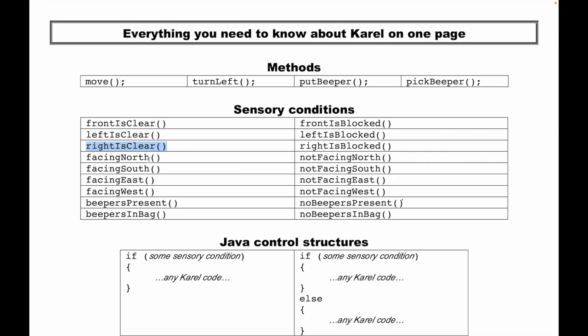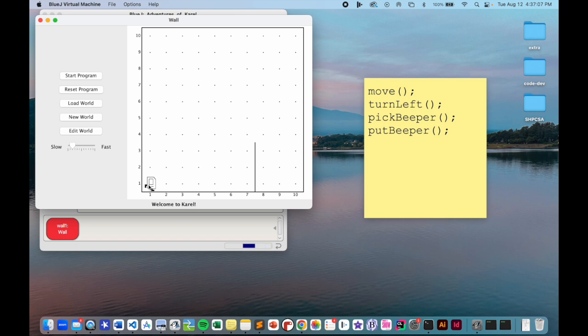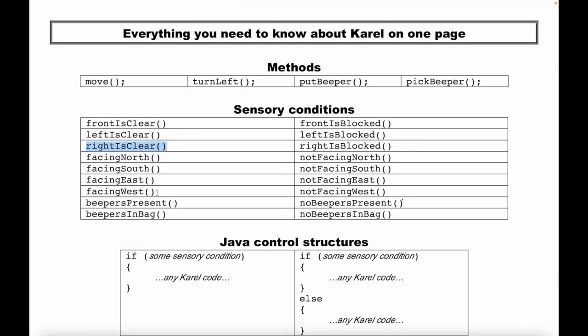We have, is Karel facing north, south, east, or west? Again, these are fairly self-explanatory, right? Currently, Karel is facing east. If Karel actually turned left 90 degrees, Karel would be facing north. And if Karel turned right 90 degrees, Karel would be facing south. So it's always the direction that this front part is looking towards.